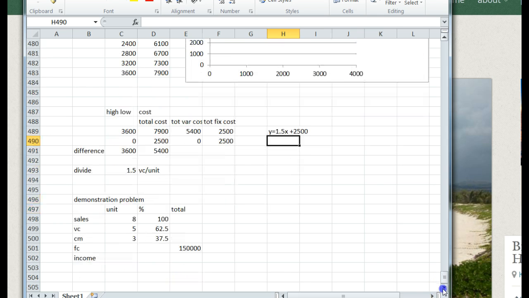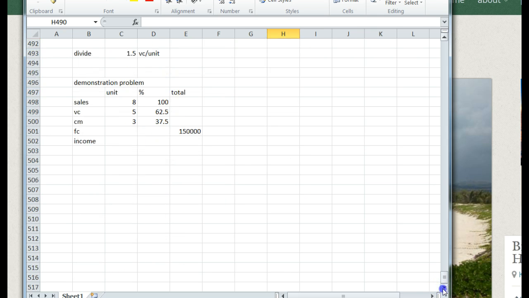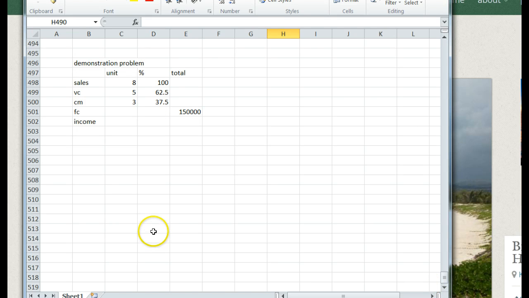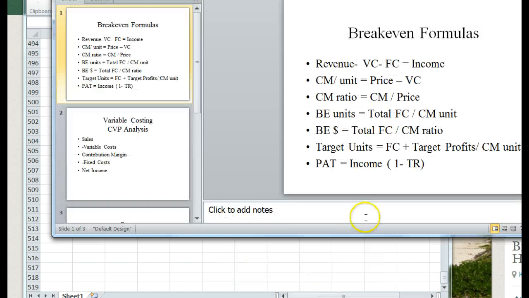All right. And let's go and look at what else we can do in this particular idea. And we've got a few other things we can do. Here's some formulas that I put together. These are all break-even formulas. And again, our income equals revenue minus fixed costs minus variable costs. Contribution margin, which is revenue less variable cost. Contribution margin per unit, again, price or sales less variable cost. Contribution margin ratio is our contribution margin divided by our sales or price.